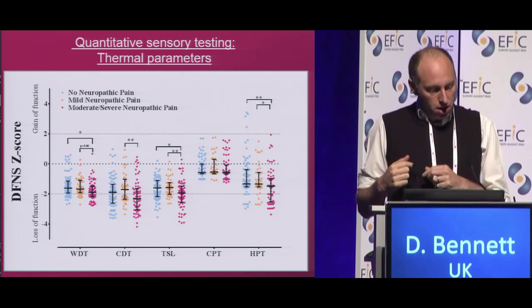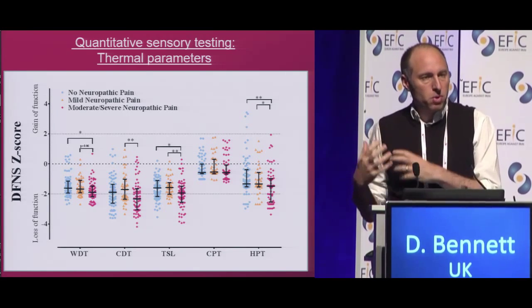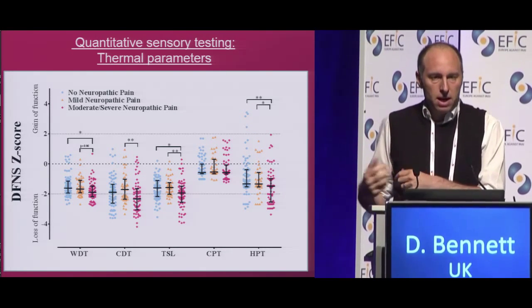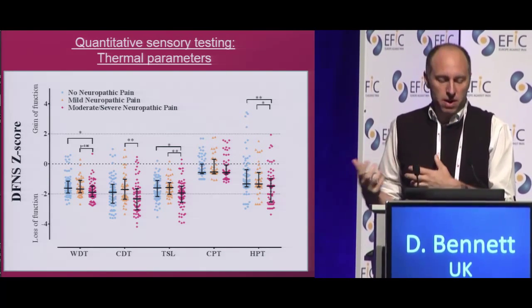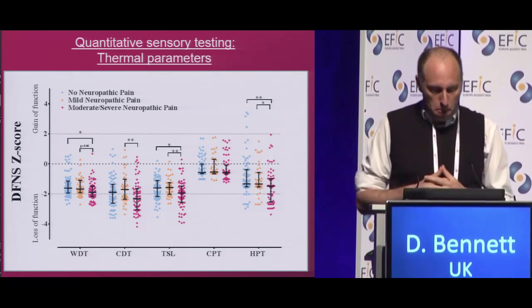If you look at the whole population, there is more loss of function in those patients with the moderate to severe neuropathic pain. And actually, if you think about it, that's consistent with the fact that these groups of patients have a more severe neuropathy.